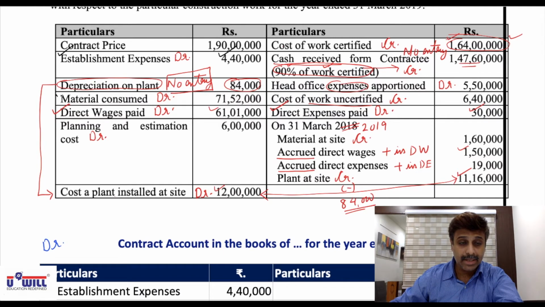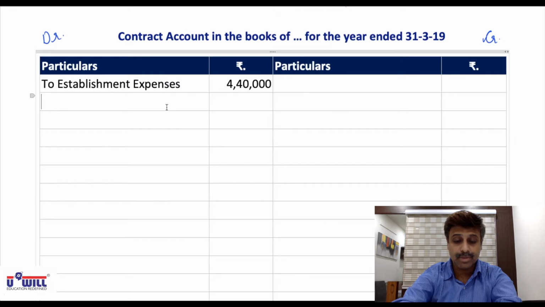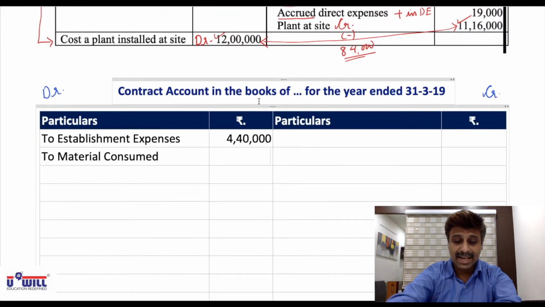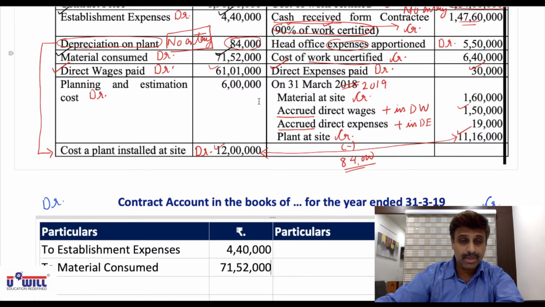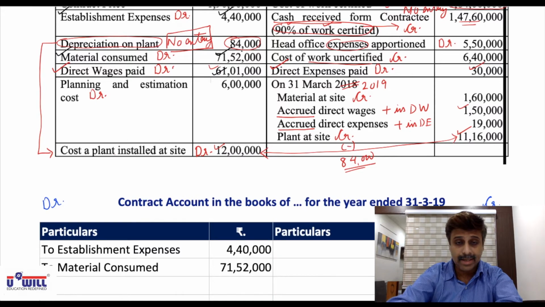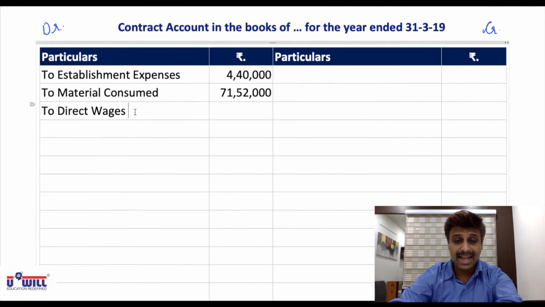Then material consumed, 71 lakh 52,000, will come on the debit side. So all of you write down 'To material consumed', 71 lakh 52,000. Then after material consumed, direct wages, we have put a tick on it, 61 lakh 1,000. So write it in the inner column. Okay, 'To direct wages'. In the inner column, all of you write 61 lakh 1,000.